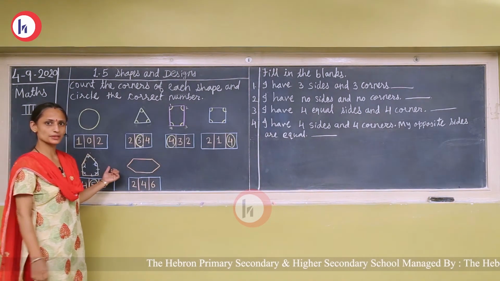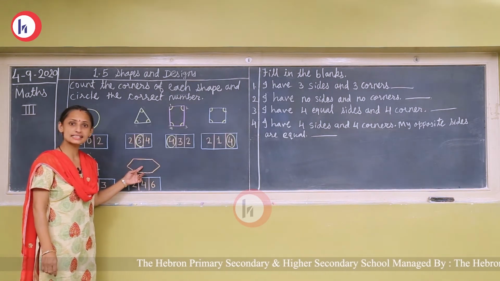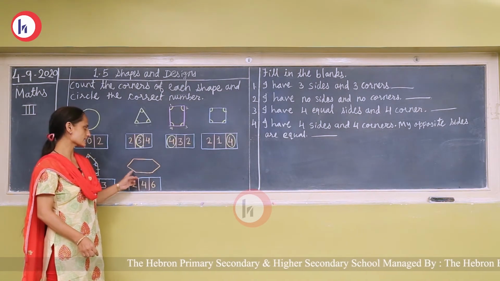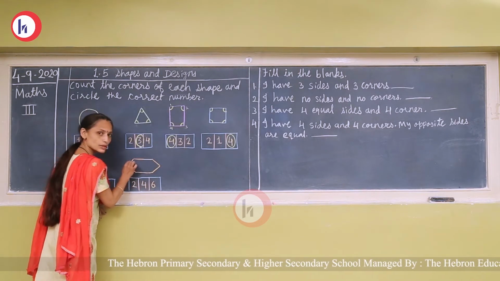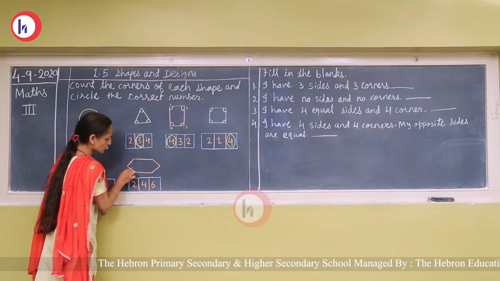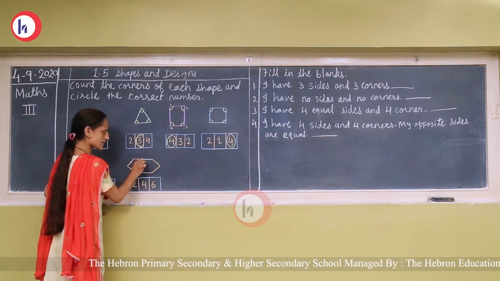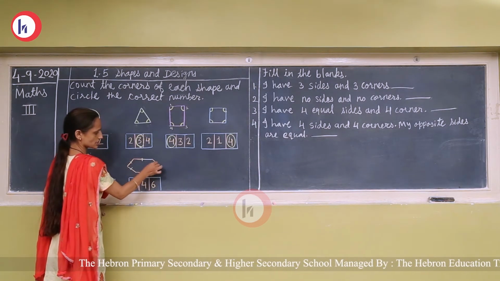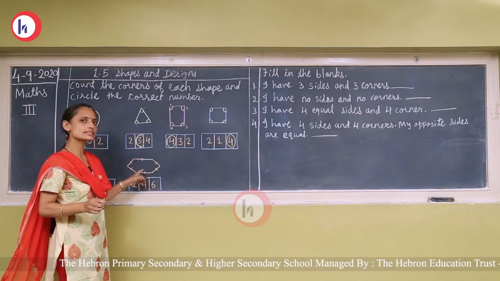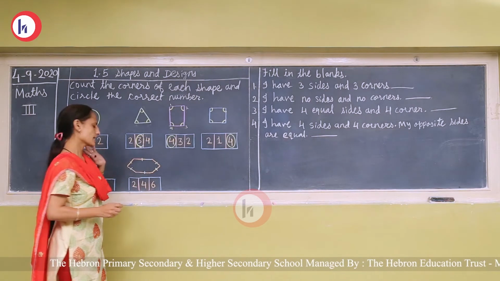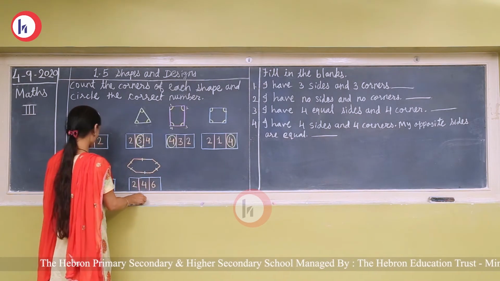Now our next shape is called a hexagon because it has 6 sides. See, 6 sides means 1 side, 2 side, 3 side, 4 side, 5 and 6, means hexagon has 6 sides. Now we will find out the corners.